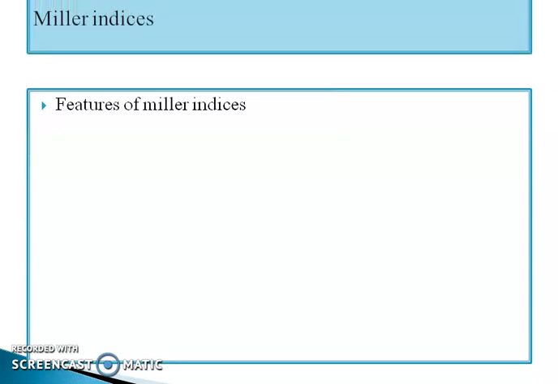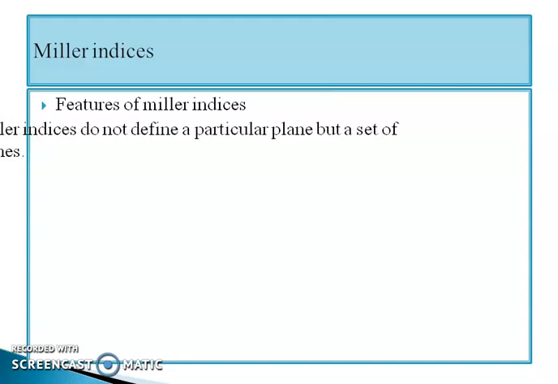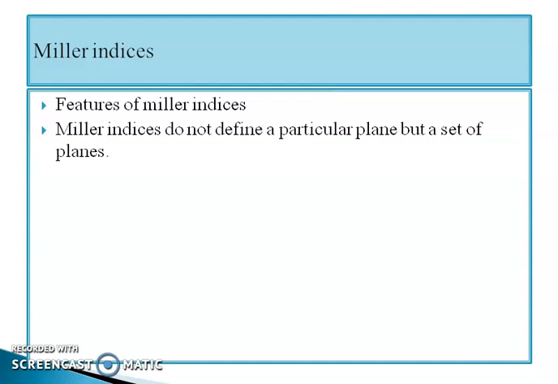Then these are a few features of Miller indices. What are these features? Miller indices do not define a particular single plane, but they define a set of planes.